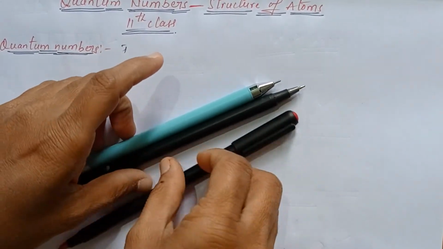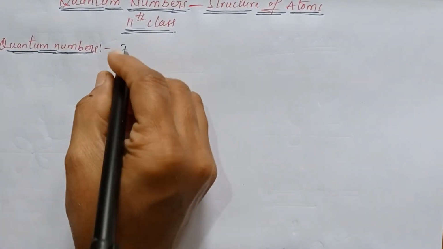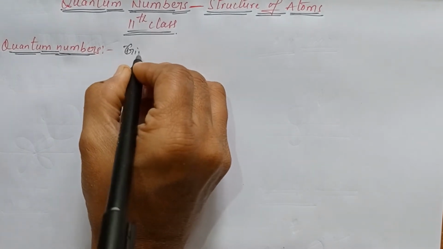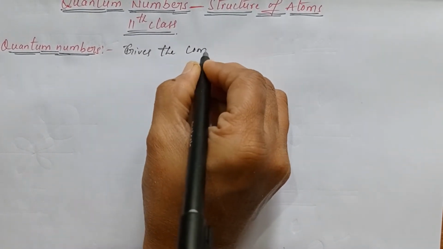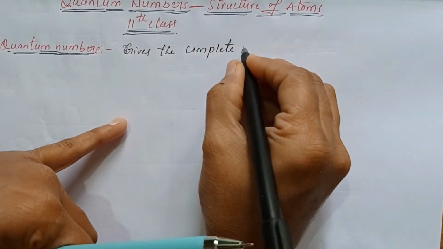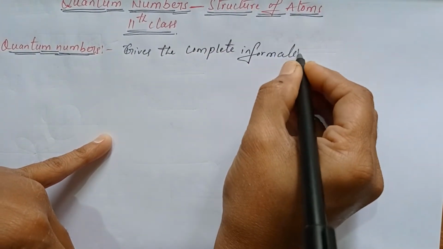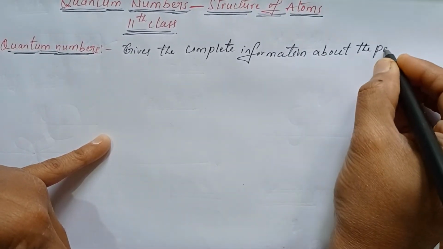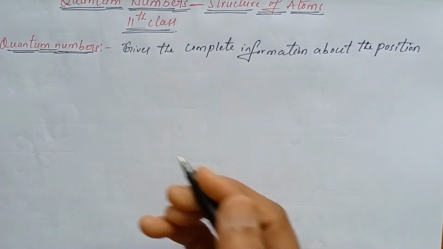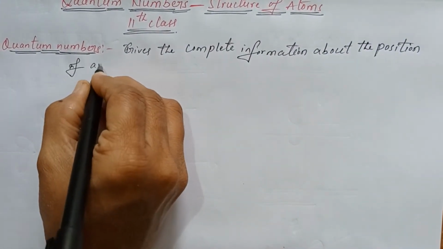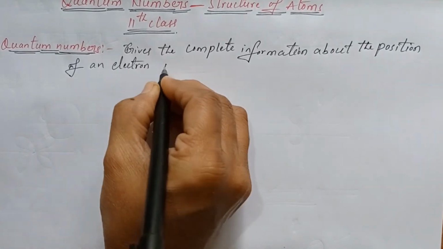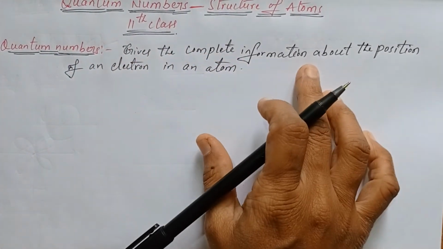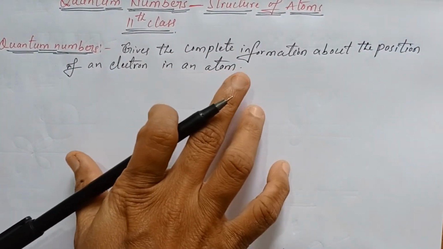Okay, now see, students, quantum numbers. So what is the importance, students? They give the complete information about the position of an electron in an atom. Okay, so quantum numbers give the complete information about the position of an electron in an atom.